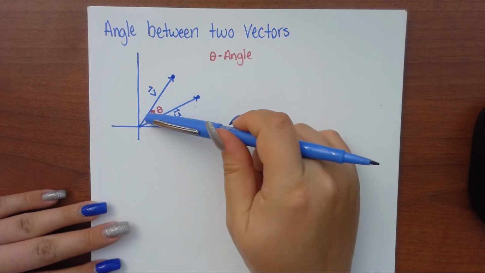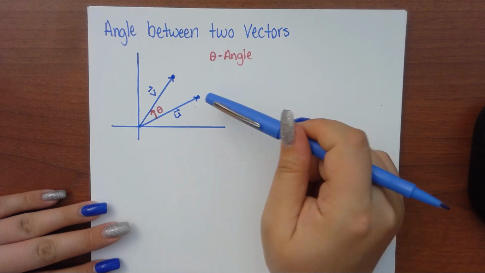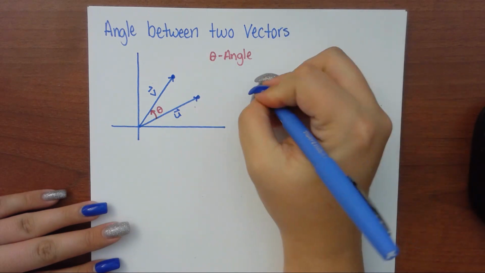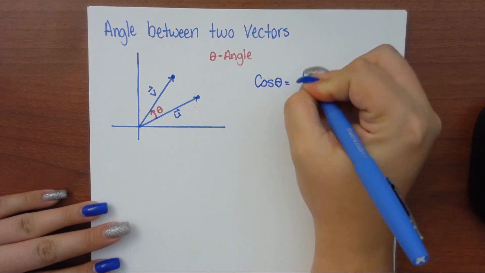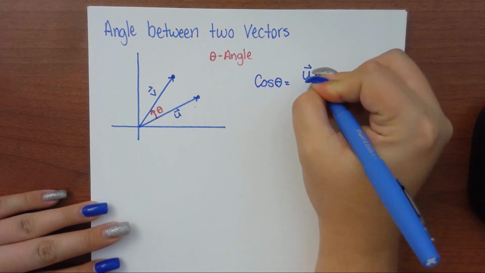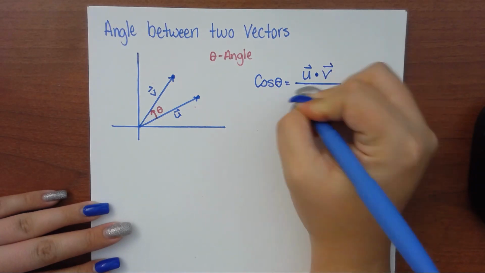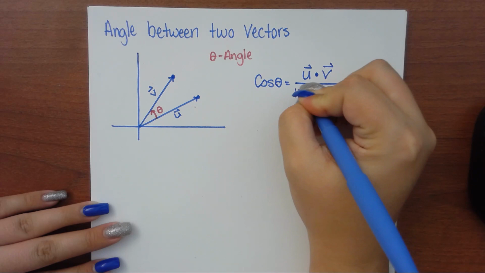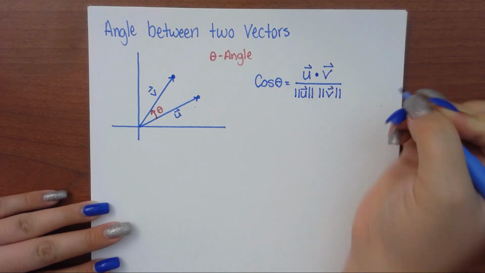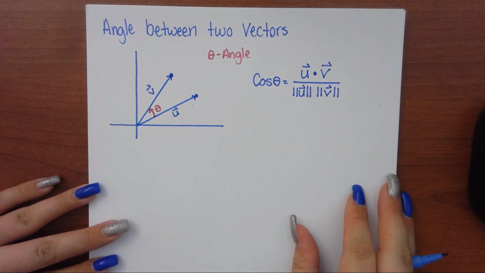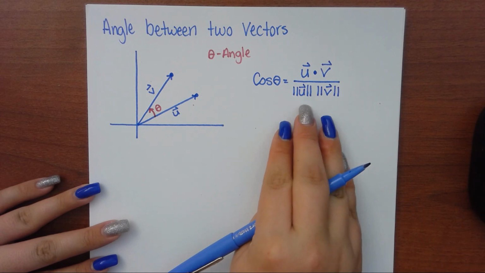So when we're looking for the angle between two vectors, we're going to follow this formula, which says that cosine of theta equals u, not unit vector, but u, dotted with v, divided by the magnitude of u times the magnitude of v. So we have the dot product divided by the magnitude of both vectors. And this formula will help us find the angle between any two vectors.